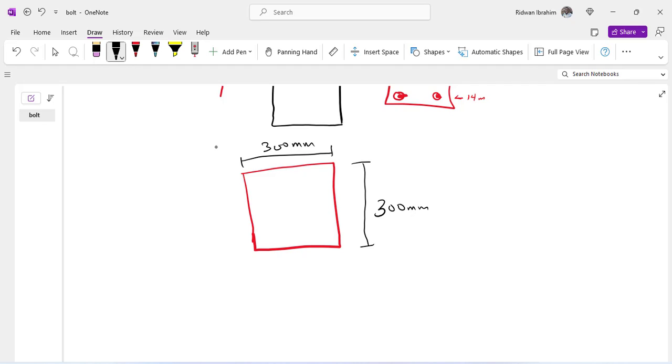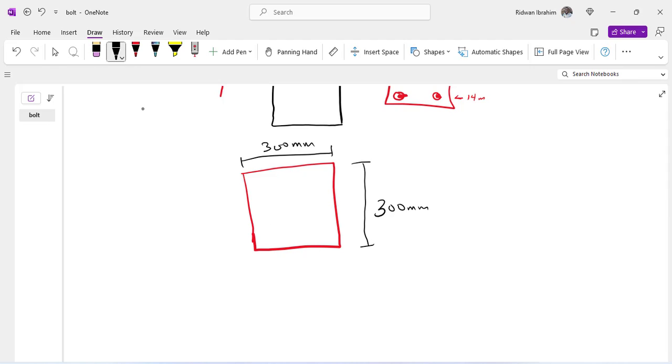Whereas maybe you might want to try to put one here, one here. You have your UC column. I'm just trying to draw the plan. So you have your UC column here. Maybe you can have one bolt here and one bolt here. This is not advisable because of the lever arm. Okay, so I will say this is not right. So the minimum is meant to be 4.